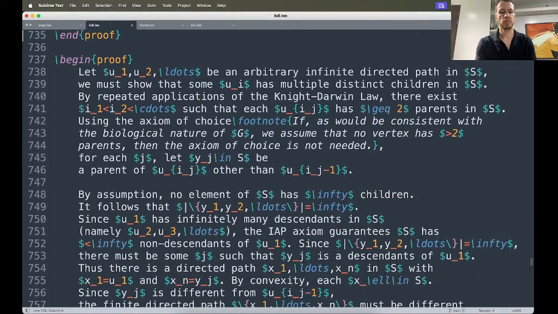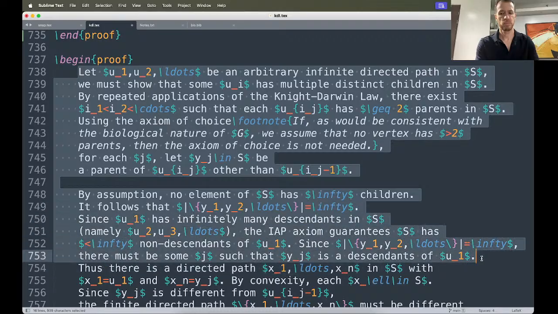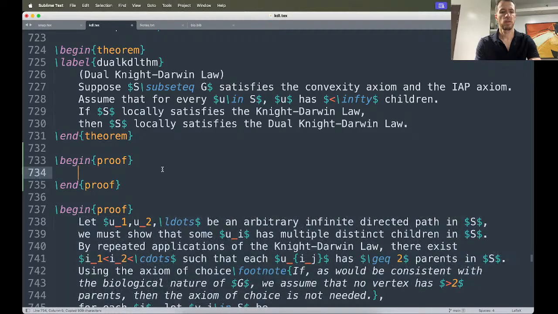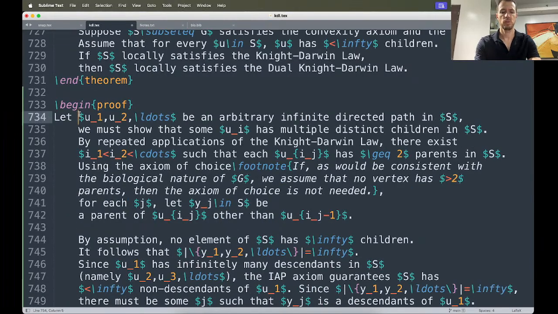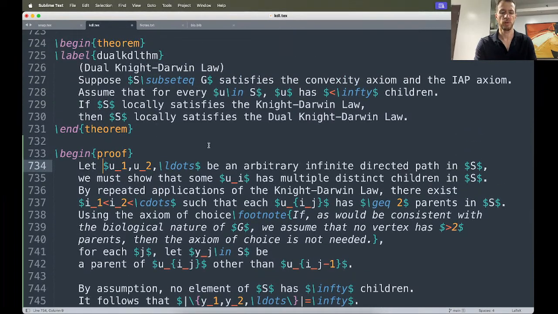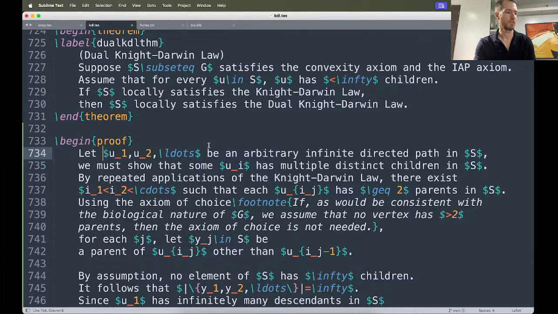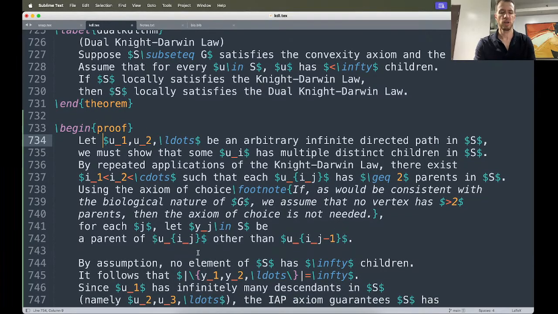Now we'll copy the beginning of the proof. Up to there, I believe, should work. Let u1, u2, dot dot dot be an arbitrary infinite directed path in S. We must show that some ui has multiple distinct children in S. By repeated applications of the Knight-Darwin law, there exist i1 < i2 < ... such that each u_{ij} has at least 2 parents in S. Using the axiom of choice, for each j, let yj in S be a parent of u_{ij} other than u_{ij-1}.